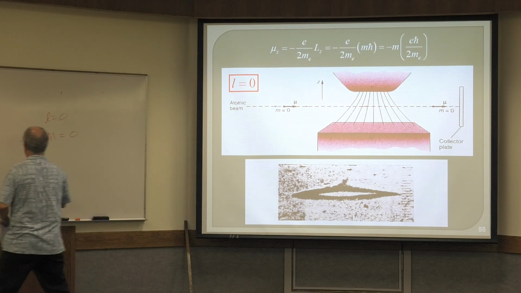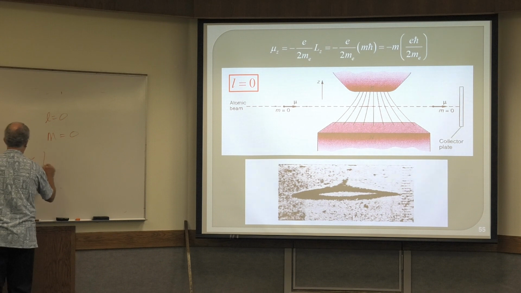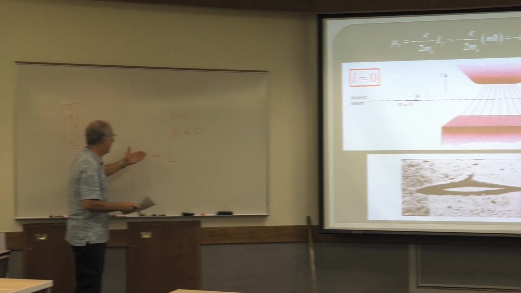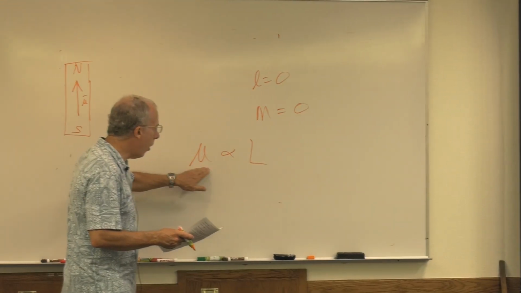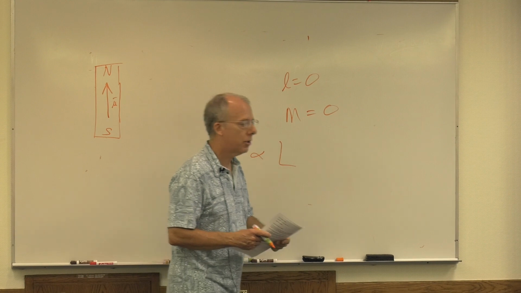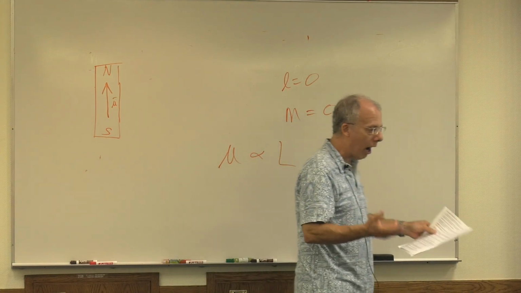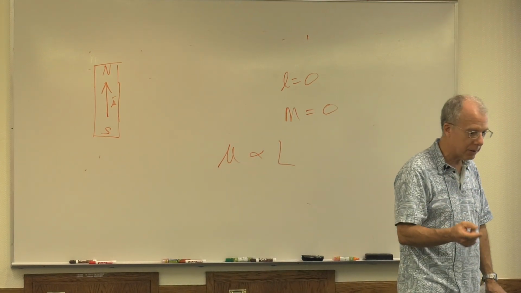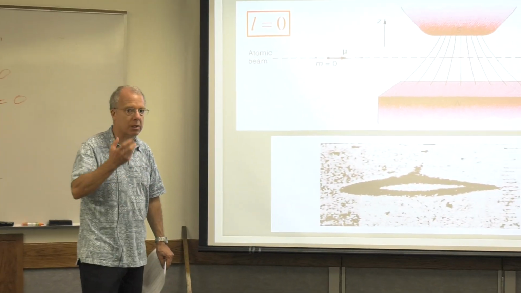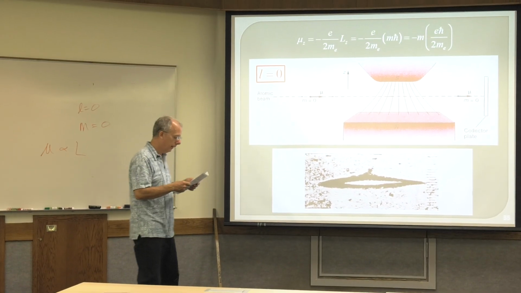And remember, we know that the magnetic moment is proportional to angular momentum. So if it has an inherent magnetic moment, it has to have an inherent angular momentum. So we're just saying that another property of an electron, besides mass and charge, is a magnetic moment. An electron acts like a magnet.